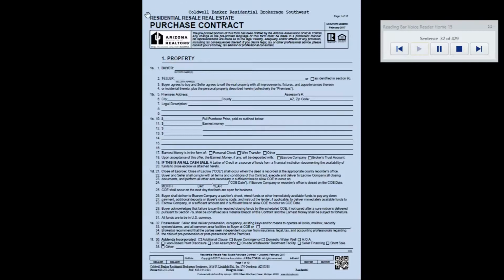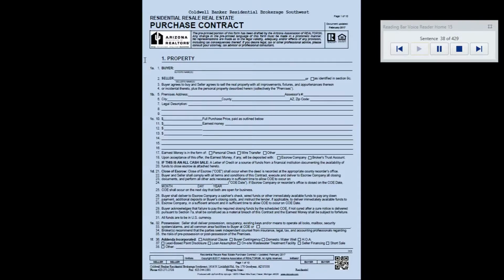Residential resale real estate purchase contract. The pre-printed portion of this form has been drafted by the Arizona Association of Realtors. Any change in the pre-printed language of this form must be made in a prominent manner. No representations are made as to the legal validity, adequacy and/or effects of any provision, including tax consequences thereof. If you desire legal, tax or other professional advice, please consult your attorney, tax advisor or professional consultant.